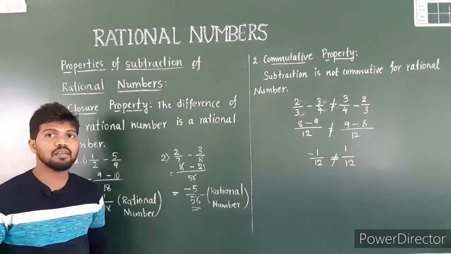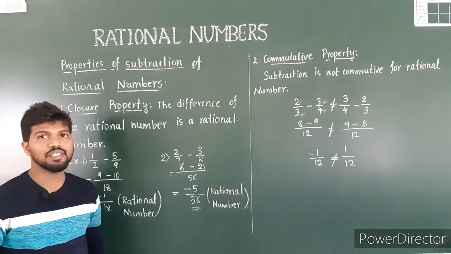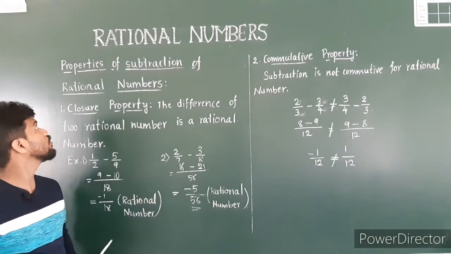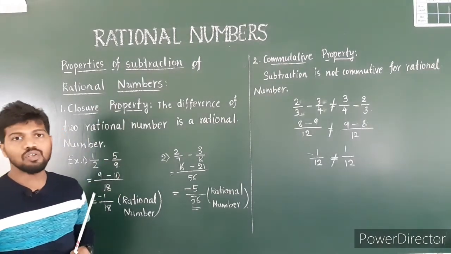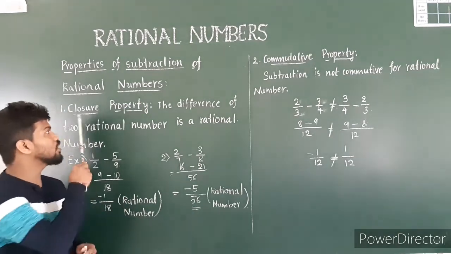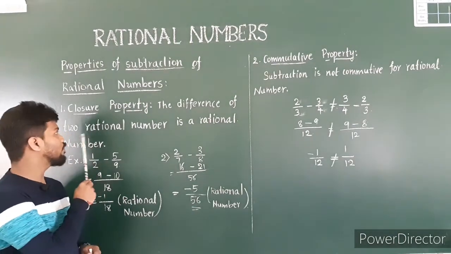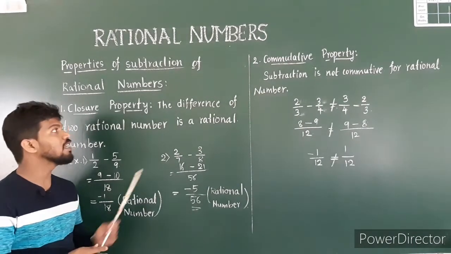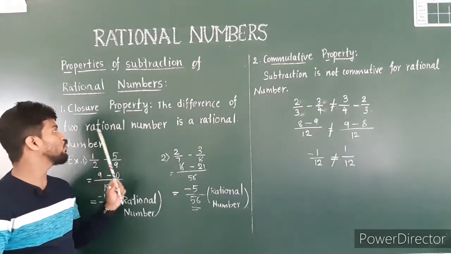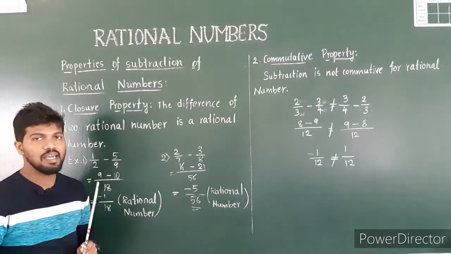So already you have seen the properties of addition in rational numbers. Now you see the properties of subtraction of rational numbers. You know that the first property is the closure property. The difference of two rational numbers is always a rational number. We have to prove that the difference of two rational numbers is always a rational number.